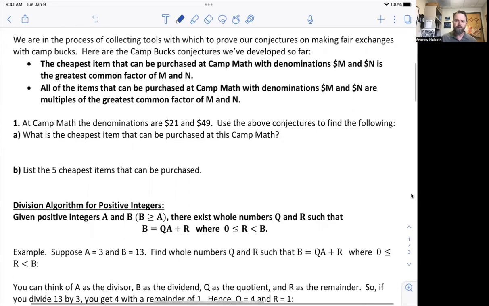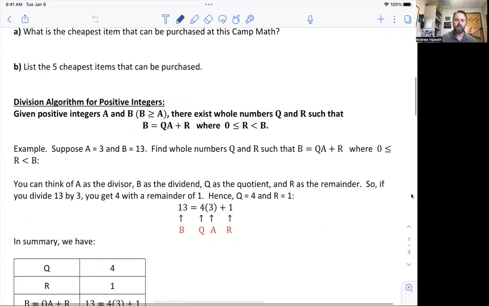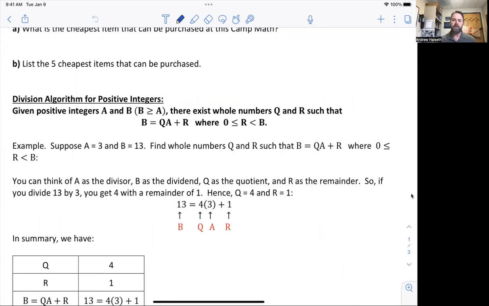Okay, and then we get a little mathy going on from here. We get to what's called the division algorithm. Given positive integers a and b, and let's just make b the bigger one, there are some whole numbers q and r such that we can write this equation, b equals qa plus r.